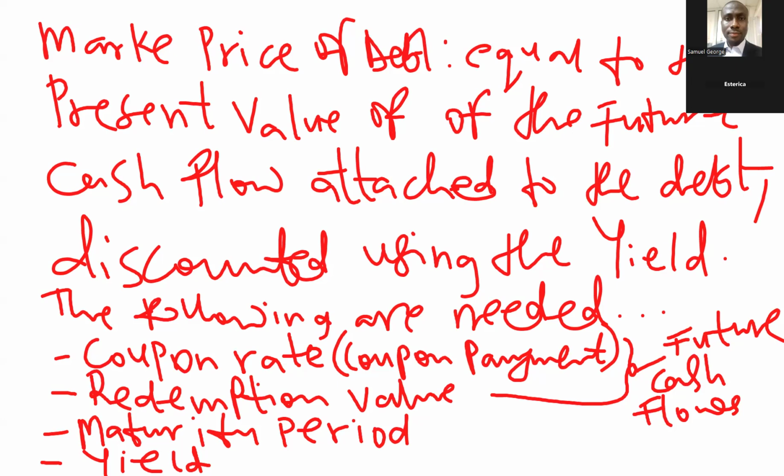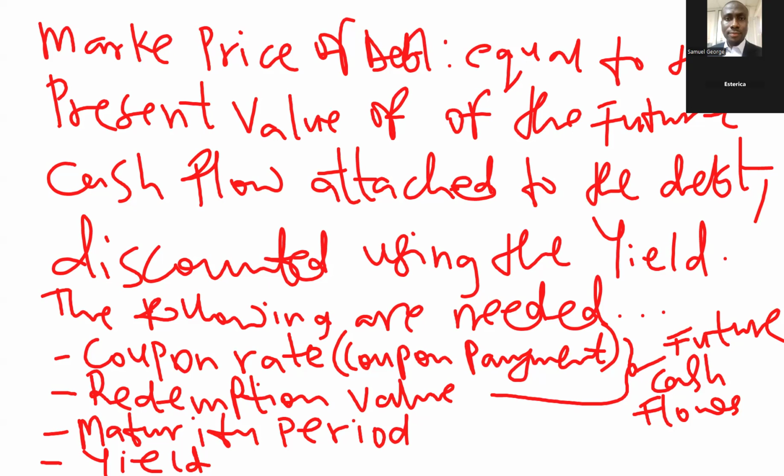They are the future cash flows attached to the bond. Okay, so what are the future cash flows? You just bought the bond today. When are you going to receive coupon? Next in a year's time or in 6 months' time. In fact, tomorrow is a future. So in 6 months' time or in 3 months' time or in 12 months' time, you are going to receive that, which is in the future.